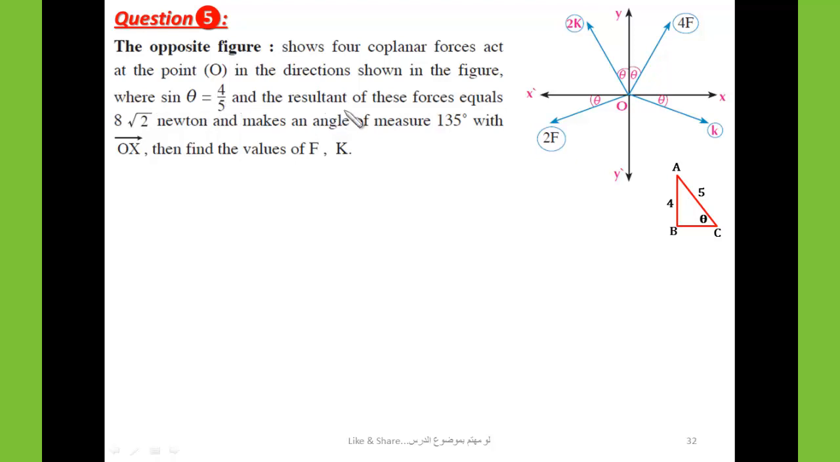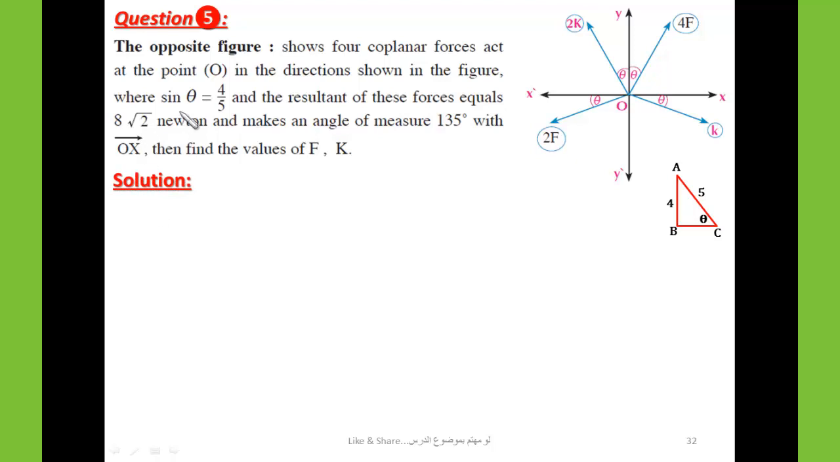These are the magnitudes of the four forces, where sine theta equals 4/5. The resultant of these forces equals 8√2 Newton and makes an angle of measure 135 with OX, where OX is the positive direction of the x-axis. Then find the values of F and K. Solution.